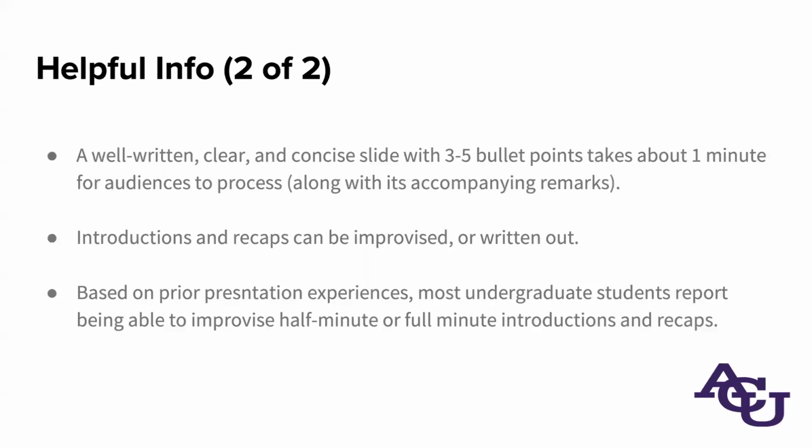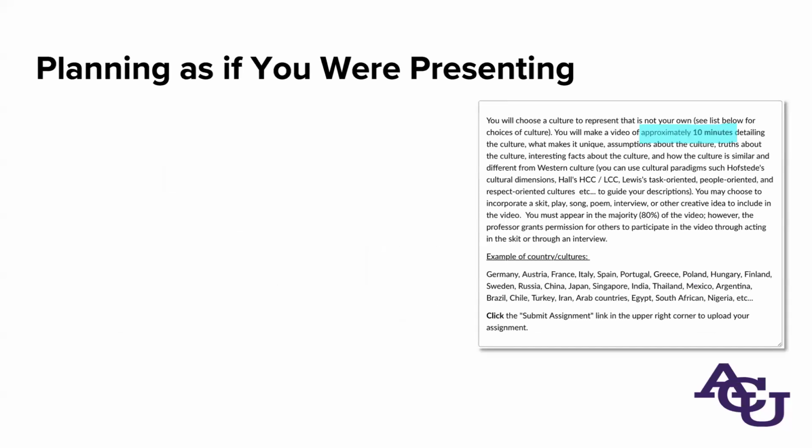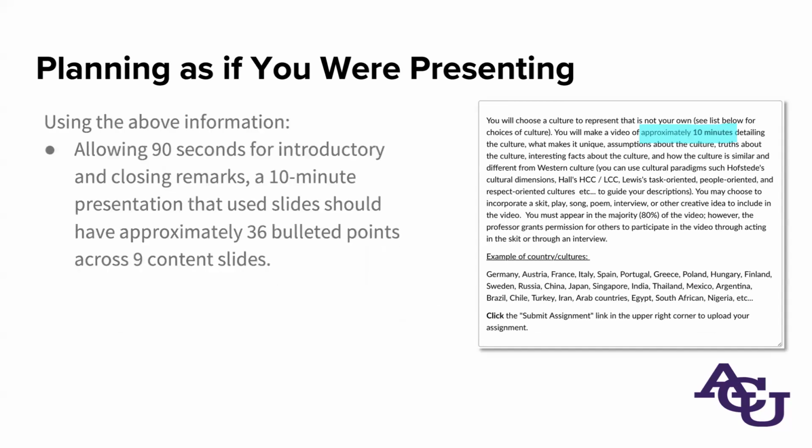But for budgeting purposes, we know that we're supposed to take approximately 10 minutes, and it's specified that's 9 to 11 minutes for full credit. So if you budget 90 seconds for introductory and closing remarks, then that gives you about 8.5 minutes of stuff to fill. And so that's going to be somewhere approximately 36 bulleted points, 9 content slides. That's not an exact number, so don't do 36 and say, Dr. Considine, I went over. It's giving you a ballpark for information that would fit within that time range.